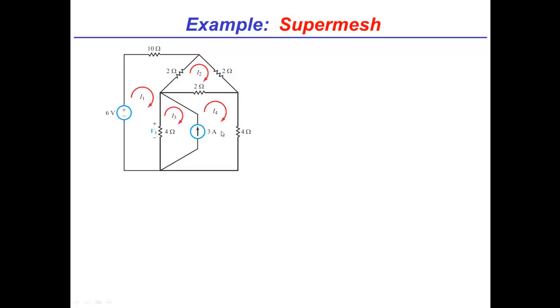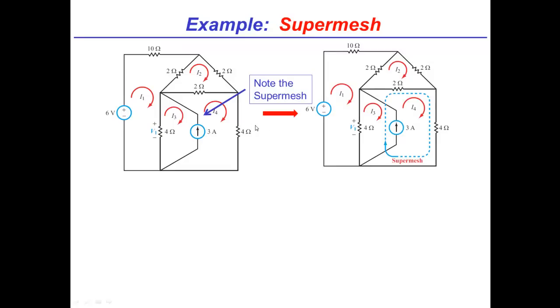So far so good, except we're already detecting something fishy because we're going to have a problem with KVLs and this 3 amp source. Oh no, now we know that it's a supermesh. And so when we get to this point, we're going to write a supermesh KVL equation around these 2 meshes, I3 and I4, around the periphery. So we're going to have 3 basic equations and then our auxiliary. In other words, we're going to do the I1 mesh equation as normal. We're going to do the I2 mesh equation as normal.